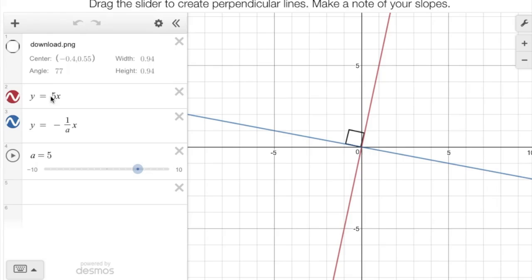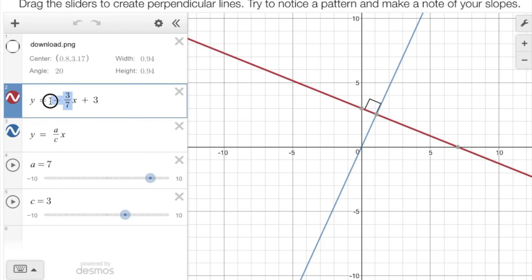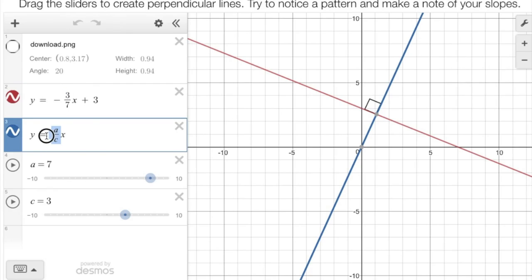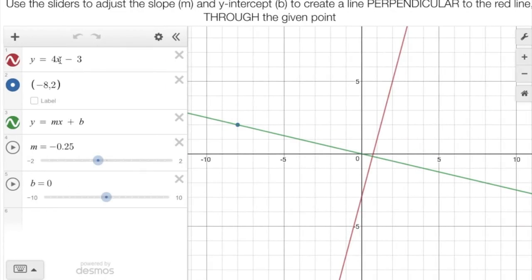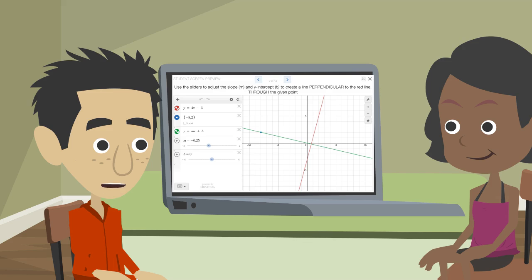Holy cow. I think I just discovered something. Look at this. On this first screen, the slope of the red line is 5 and the slope of the green line is -1/5. On the second screen, the slope of the red line is -3/7 and the slope of the green line is 7/3. On the third screen, the slope of the red line is 2 and the slope of the green line is -1/2. On this screen, the red line slope is 4 and the green line is -1/4. So the slopes all have the same numbers. They are just flipped over.